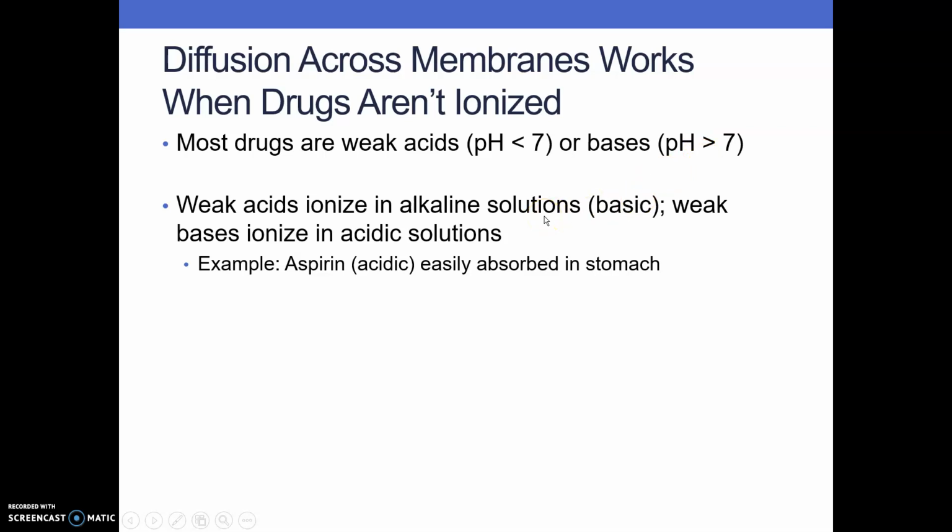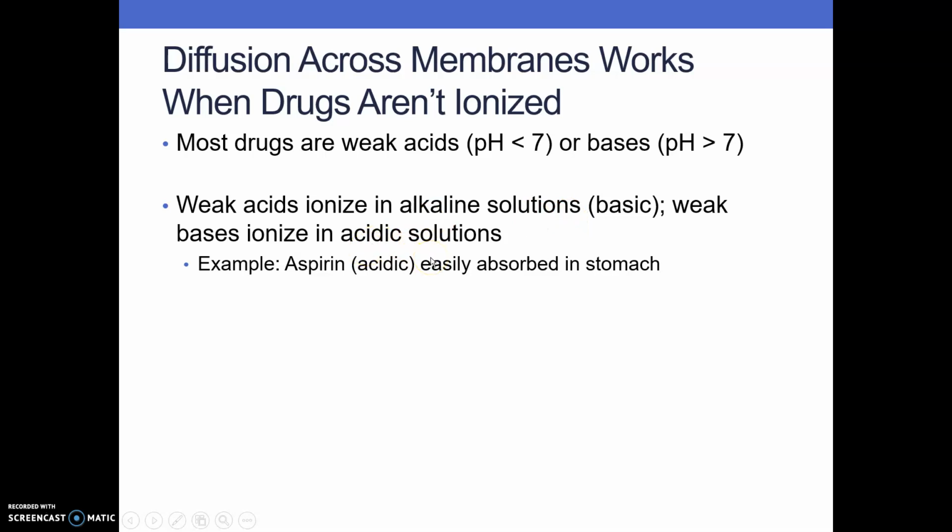So one of the things that we know is that the more a drug ionizes, the more ions it produces, the less likely it will be able to pass through a membrane. So weak acids are going to ionize in alkaline solutions, which is to say a basic solution. A weak base is going to ionize in an acidic solution.